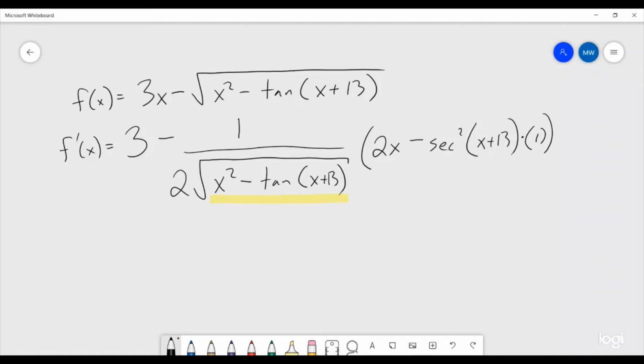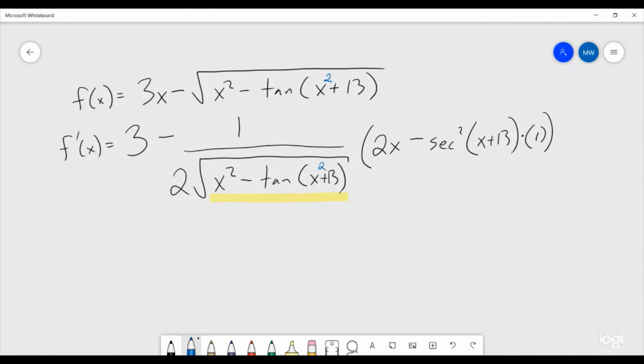However, if we had changed this slightly, so it was x squared plus 13, then this would be an x squared, that would be an x squared, and then the derivative of x squared plus 13, that would be a 2x. And so that would be our derivative in this case.